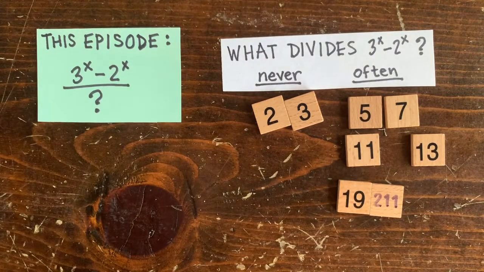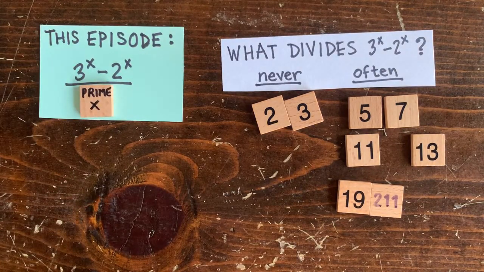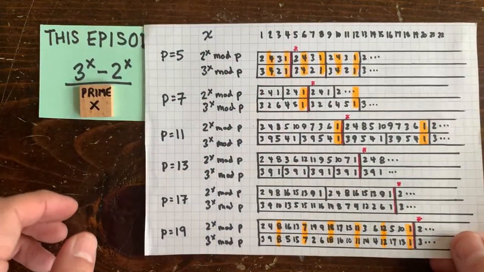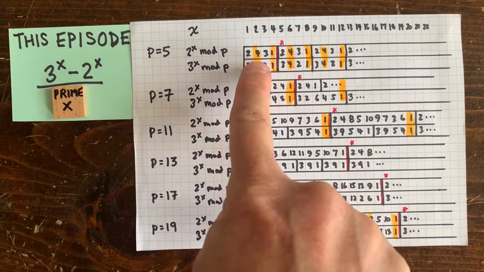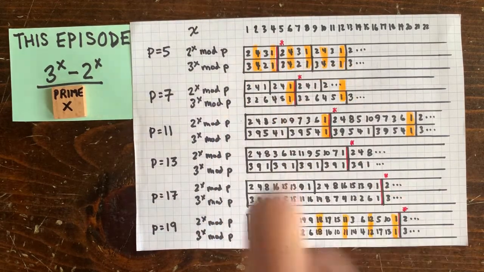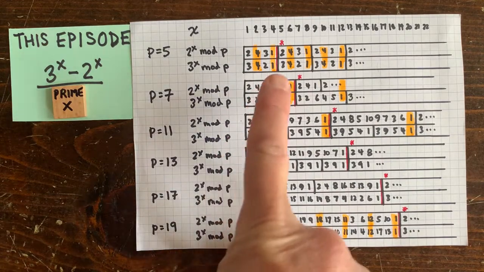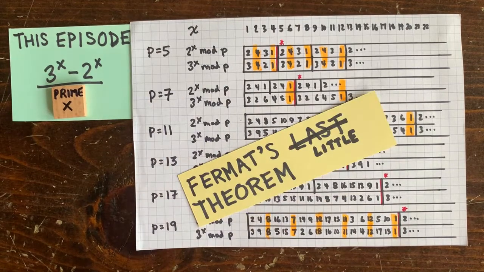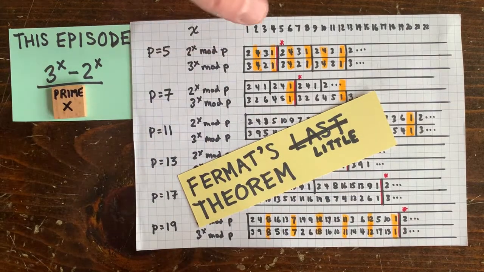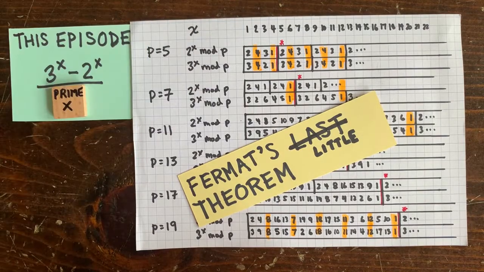So first, the case where x is prime. Is 3^x minus 2^x divisible by x? Remember, when we look at 2^x mod some prime p like 5, the remainders cycle like this: 2, 4, 3, 1, 2, 4, 3, 1. There's always a 1 here at p minus 1. That's Fermat's little theorem. So if we look at 3^5 mod 5, where the red star is, it's going to be 1 times 3, or 3. And 2^x is 2. So 3^x minus 2^x is 3 minus 2, or 1.